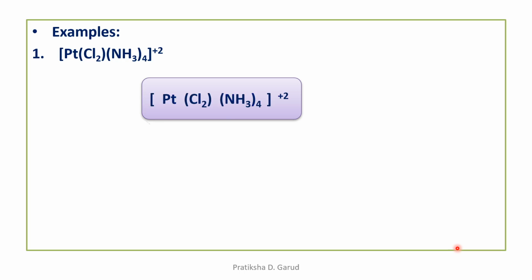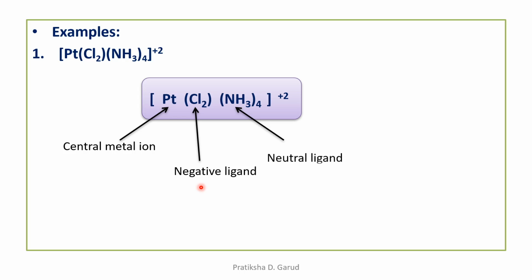In this structure, this Pt, that is the platinum, is the central metal ion. Why is it an ion? Because it is having a +2 charge. As it is having a charge, it is named as a central metal ion. If it is having no charge, it will be named as a central metal atom. Then the next one, that is Cl, chlorine, is named as the negative ligand, and NH3, that is ammonia, is known as the neutral ligand. Okay, and this +2 is the charge on the complex ion, right?